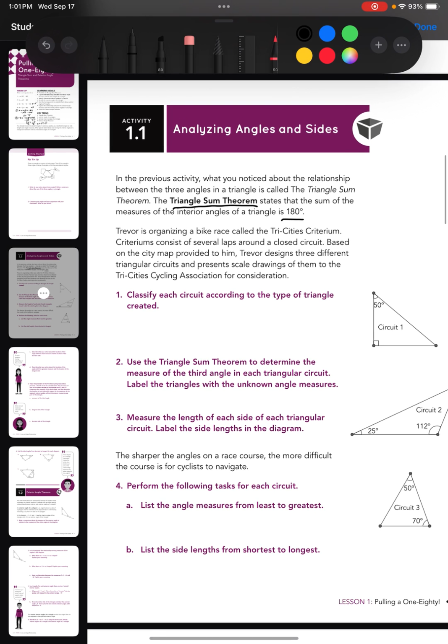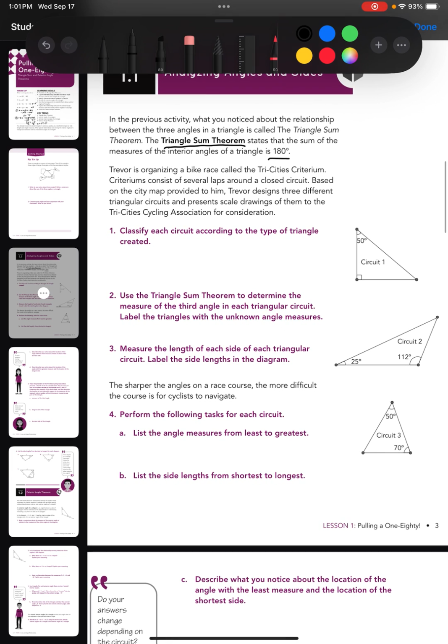So just looking at some examples here, it says Trevor's organizing a bike race called the Tri-Cities Criteriums. Criteriums consists of several laps around a closed circuit. Based on the city map provided to him, Trevor designs 3 different triangular circuits and presents scale drawings of them to the Tri-Cities Cycling Association for consideration. So classify each circuit according to the type of triangle.